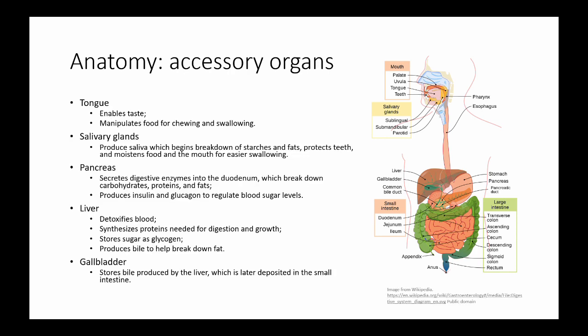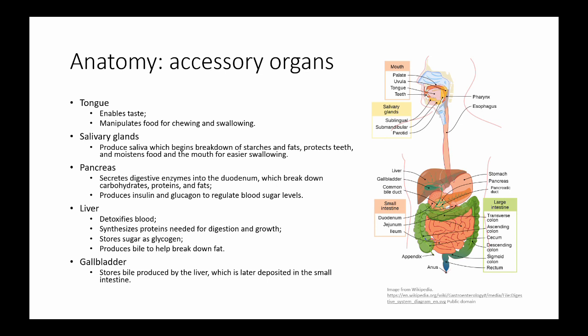The accessory organs include the tongue, which enables taste and manipulates food for chewing and swallowing. The salivary glands produce saliva, which begins breakdown of starch and fat, protects the teeth, and moistens the food, making it easier to swallow. The pancreas secretes digestive enzymes, which break down carbohydrates, proteins, and fats. The pancreas also has an endocrine function discussed in an earlier lecture. It produces insulin and glucagon to help regulate blood sugar levels.